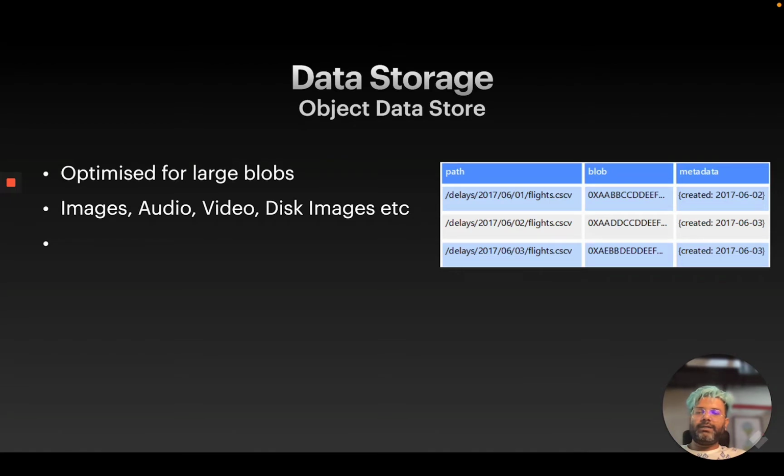The other kind of data store is an object data store. Now this object data store is optimized for large blobs, and they are typically stored as files in a file system. That file system might be logical or physical, and these kinds of data stores are used to store, for example, images, video, audio, disk images, and so on. So any large data that you can think of as a blob is typically stored in an object data store.